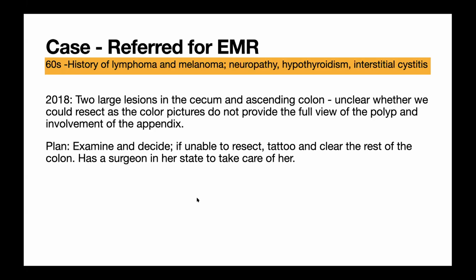So during colonoscopy in 2018, she was found to have 2 large lesions, one in the cecum and one in the ascending colon. And she came to see me for resection. I didn't have good pictures to figure out what I was dealing with, and it was unclear whether we could resect the lesions based on the color pictures. And I was not sure whether the cecal lesion was involving the appendix. At that time, my plan was to examine the colon and decide if unable to resect, tattoo the areas to define the extent of resection, and then clear the rest of the colon.